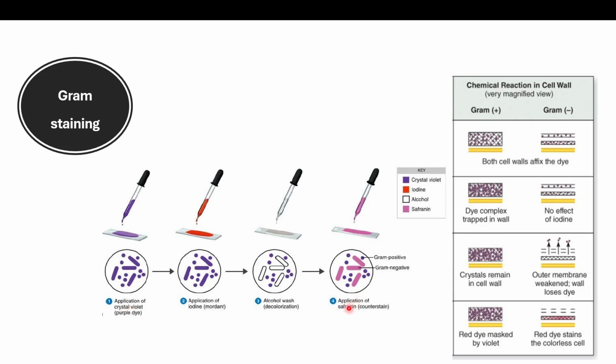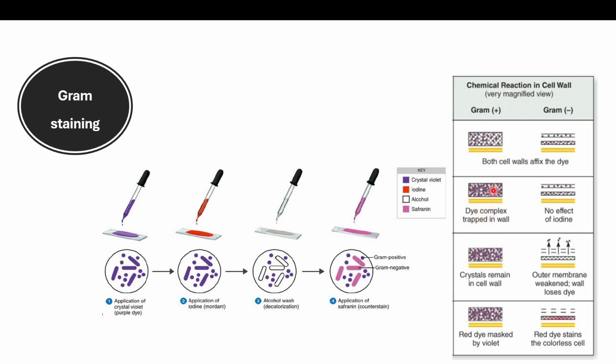Okay, so based on this, those cells which could retain this purple colored crystal violet dye were called gram positive cells, and the ones which could not retain the dye even after the alcohol wash and then got counterstained with safranin were called gram negative cells. Okay, so what is happening here if we look at it carefully? Both gram positive and gram negative cell walls affix the very first dye that is used to stain the cells.